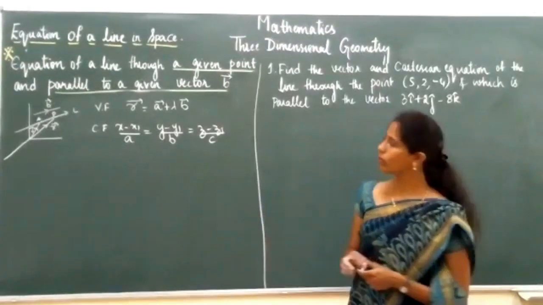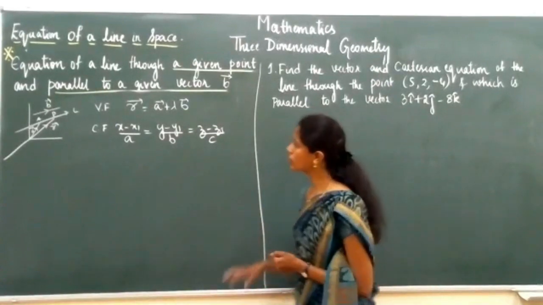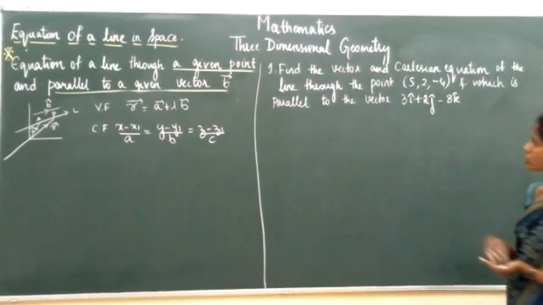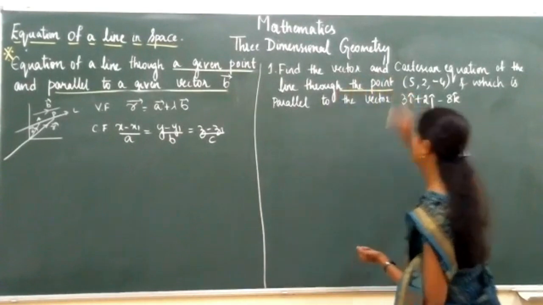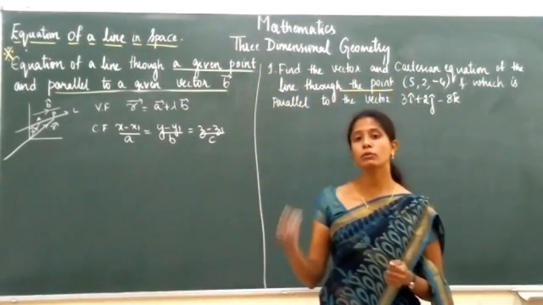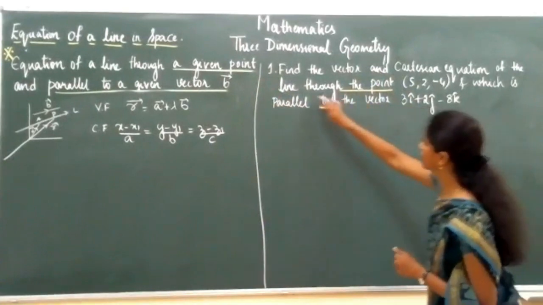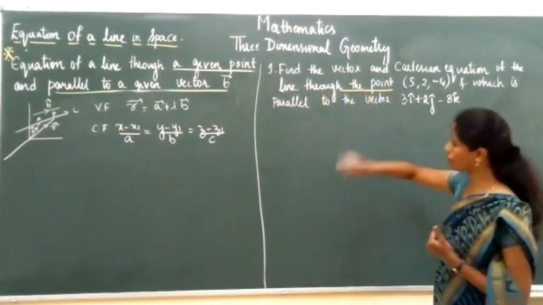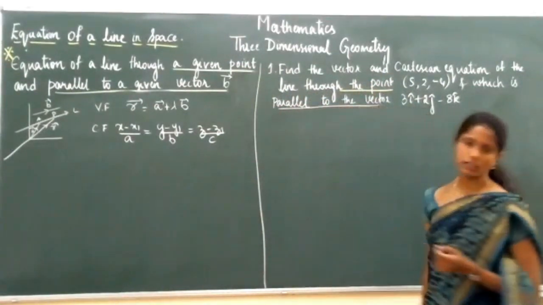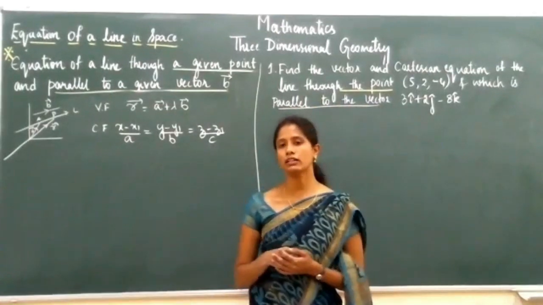Let us solve a problem on the equation of a line which we have studied in today's class. Here they have asked us to find the vector and Cartesian equation of a line passing through a point. Please make sure you remember this, because once I complete 3D geometry, people get confused as you have a lot of formulas in this chapter. So if you remember this, the equation of a line passing through a point and parallel to a given vector is what we just studied.